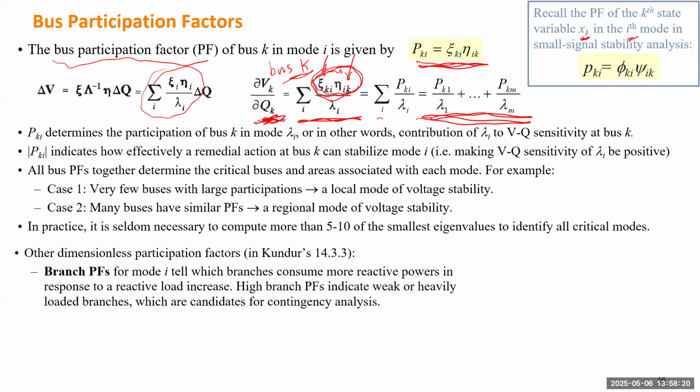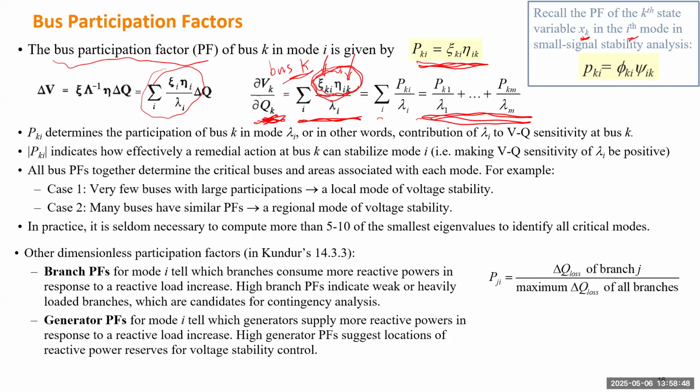So branch participation factors for mode i tell which branches consume more reactive power in response to a reactive load increase. So if the participation factors are high, which indicates those branches are weak, you need to do continuous study at those branches, because they can be troublemakers if there's any voltage issue. So Kundur's book gave you just one definition here. I won't go into the detailed proof. The generator participation factor just tells which generator will contribute more to improve the voltage. So it can be defined by this formula.